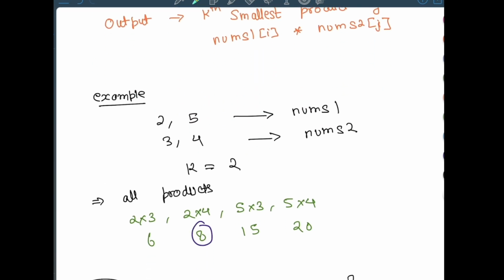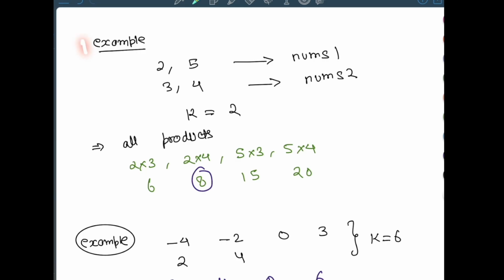Now let me try to explain the problem using some examples. So let us say example number 1 is the nums1 array is 2, 5, the nums2 array is 3, 4. Both the arrays are sorted, right? And the value of k is equal to 2. Now this k equal to 2 means that we need to find the second smallest product out of all the products which are possible. Now what are all the products I am talking about?